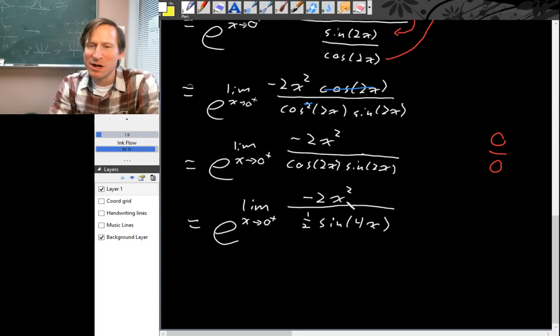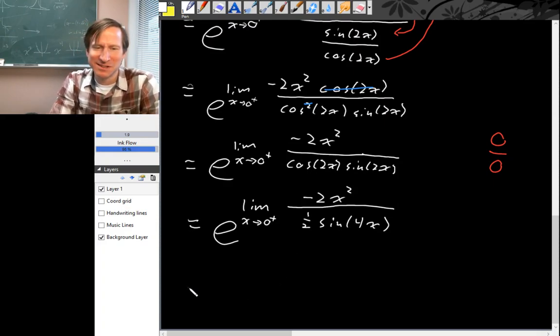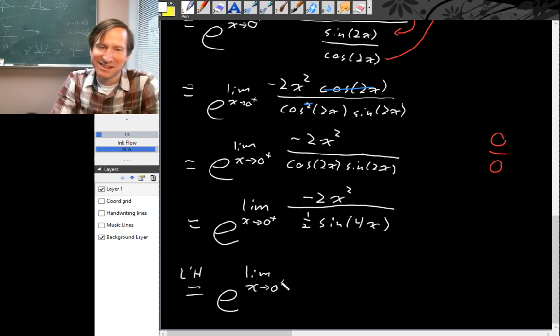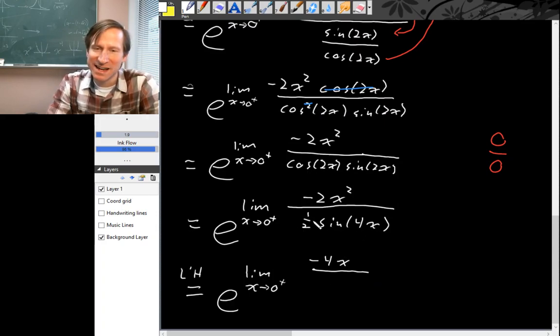So still 0 over 0, but now doing L'Hopital's rule again is going to be pretty straightforward. So let's do L'Hopital's rule again. E to the, this limit, all of this algebra is happening in the exponent here. Limit as x goes to 0 from the right. Now use L'Hopital's rule, so we get minus 4x over, and then in the denominator, the chain rule is going to spit out a 4, and that cancels the 1/2 and gives us a 2. Derivative of sine is cosine 4x, and I already got the 4 from the chain rule.